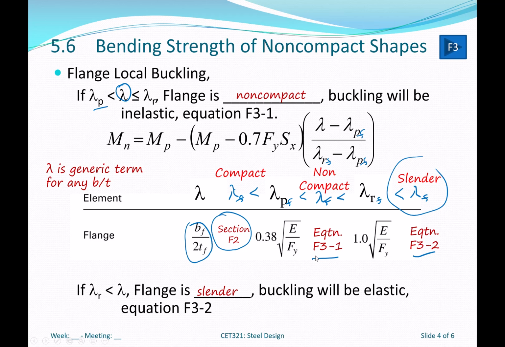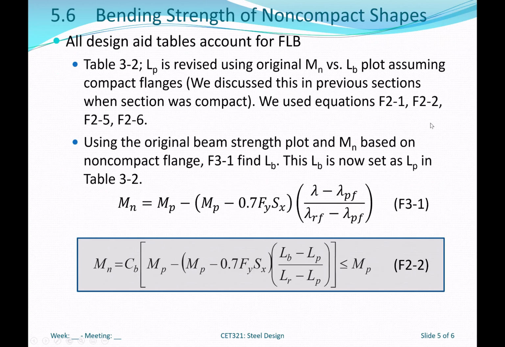So those are the equations we're going to understand. And again, if I look at that one equation I just highlighted with the subscript F, it looks very similar to equation F2-2, okay? And table 3.2 is helpful in understanding this. Remember, that's the table that has L sub P, L sub R, our plastic moment capacity, our residual moment capacity, right? This is M sub R. It's accounting for 30% residual stress, okay? So we can see a similarity there, right?